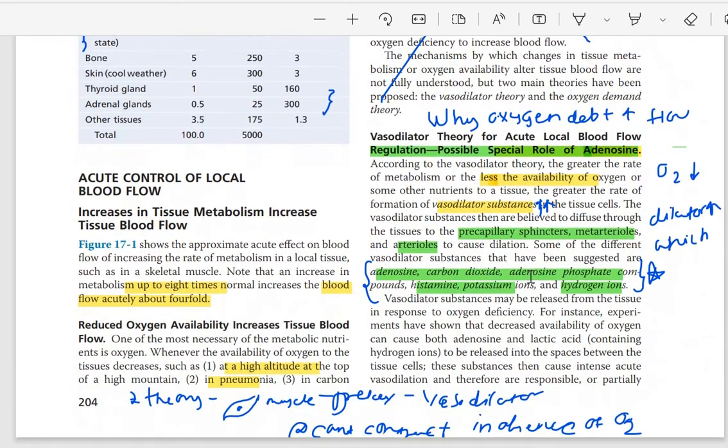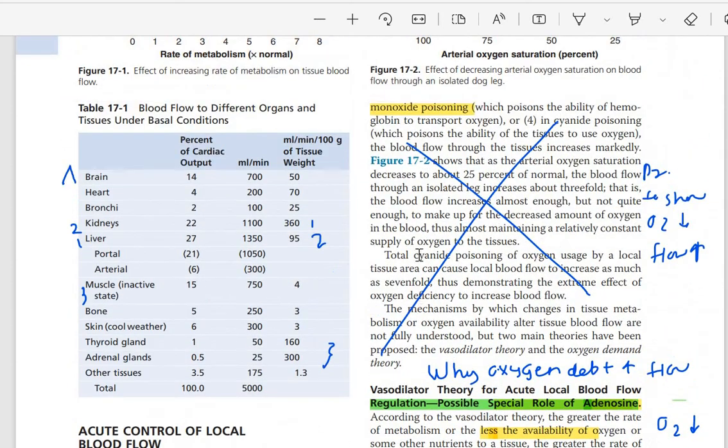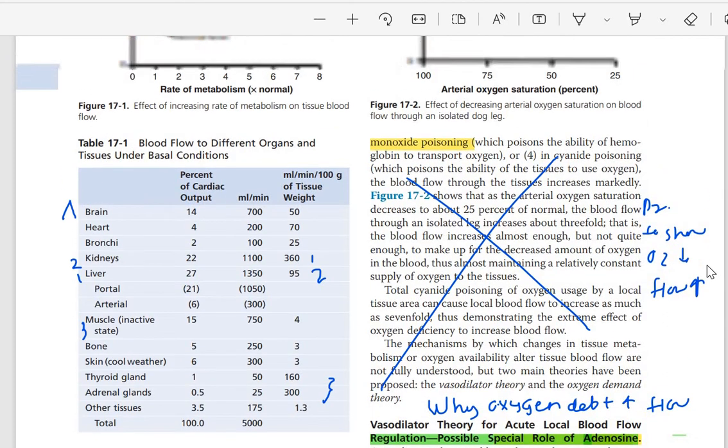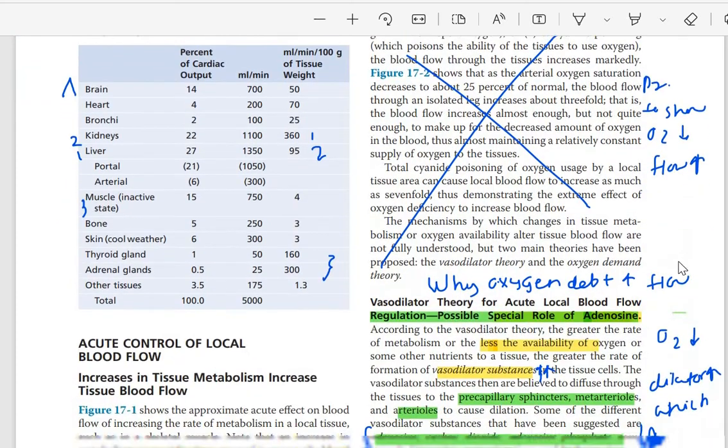So this paragraph is only saying that when there is a decrease in oxygen content in a tissue, the flow of blood increases. This paragraph only wants to convey this message, so please don't read it, don't waste the time. When the concentration of oxygen is decreasing in tissue, the blood flow increases.